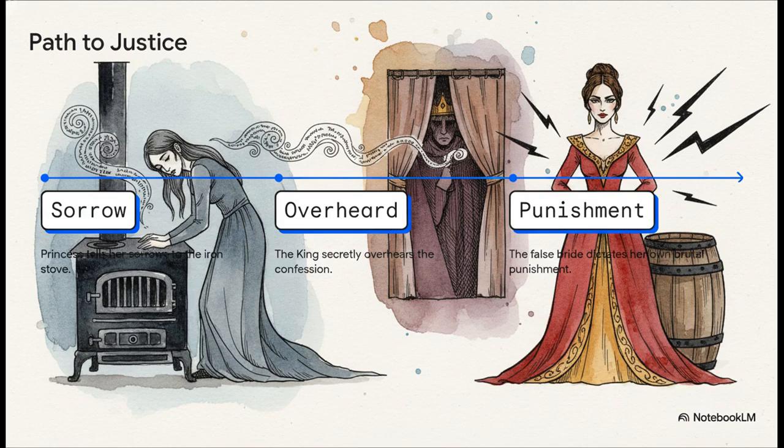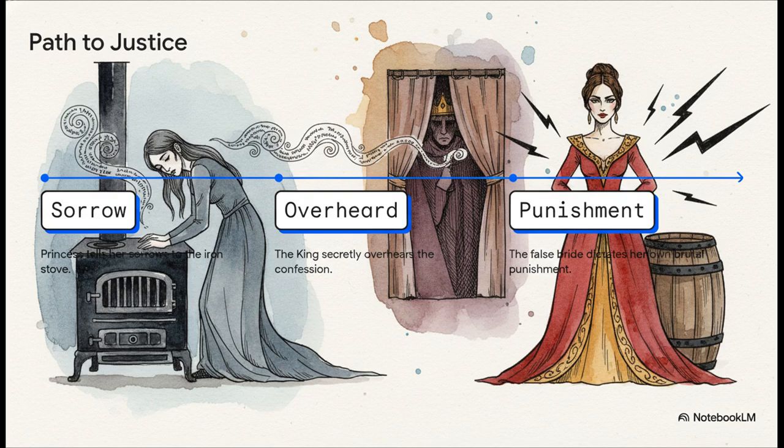This is it, the climax of our thematic structure, the moment we've all been waiting for. Let's walk through this timeline of justice using the Goose Girl as our prime example. First, the silenced princess, who is forbidden to speak to any human, cleverly pours her sorrows into a cold iron stove. Second, the king secretly overhears this hidden confession. And third, and I love this, it's so brilliantly poetic, when the king later asks the false bride to name a punishment for an unnamed traitor, she arrogantly dictates her own brutal demise.